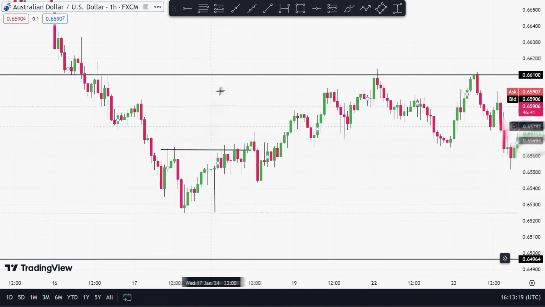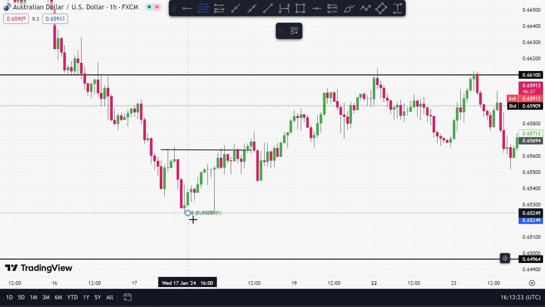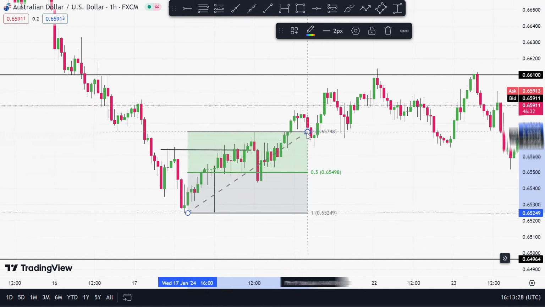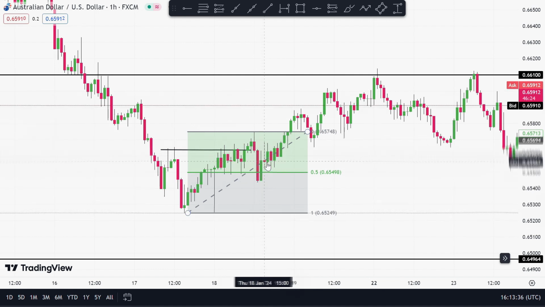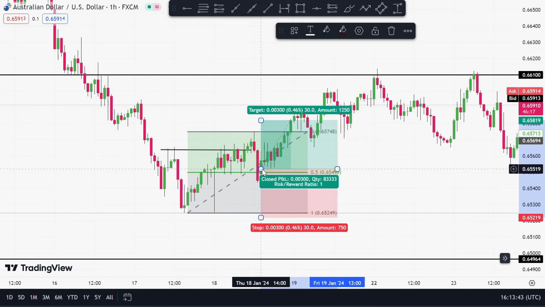So we take out our premium and discounts from the low to the highest point. Price went up, and as you can see, we wait for a retracement. As price came back to retest it, then you enter for the trade immediately as you see this bullish candlestick. So you enter for your buy opportunity at this point.